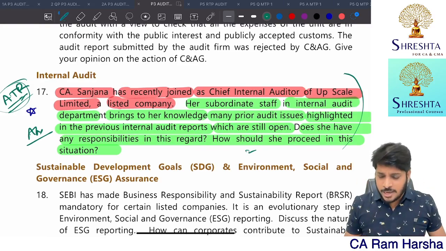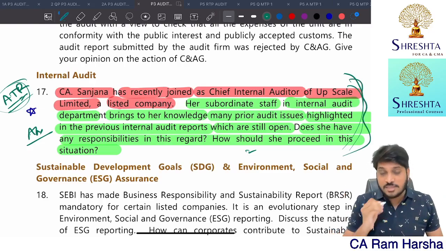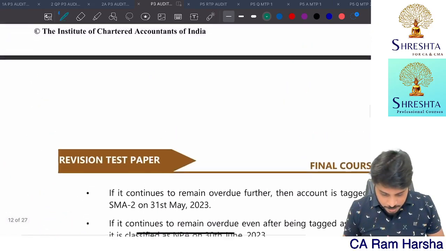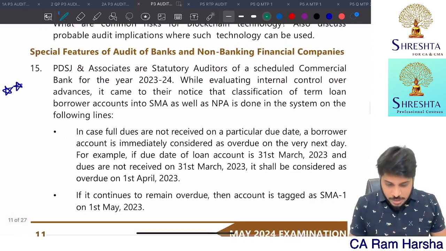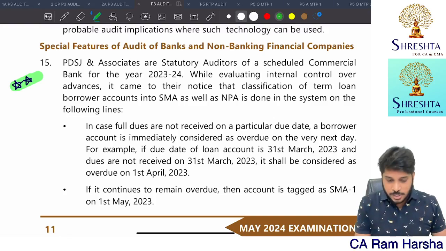Give it a single reading. If this question comes in the exam, you can't answer with whatever knowledge you have unless you read this answer. Next. Then another important question, the most important in this entire RTP, I felt.